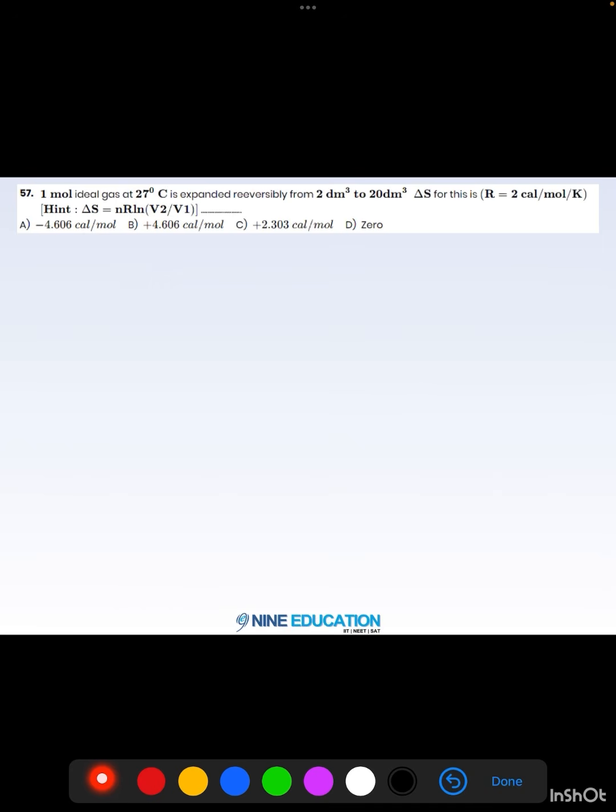Next, we have 1 mole of ideal gas at 27 degrees Celsius expanded reversibly from 2 decimeter cube to 20 decimeter cube, for which R value is 2 calories per mole per Kelvin. And wonderfully, they have given the delta S formula also. So here we will take n value as 1 mole.